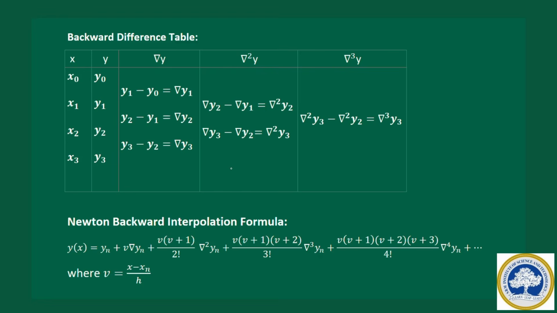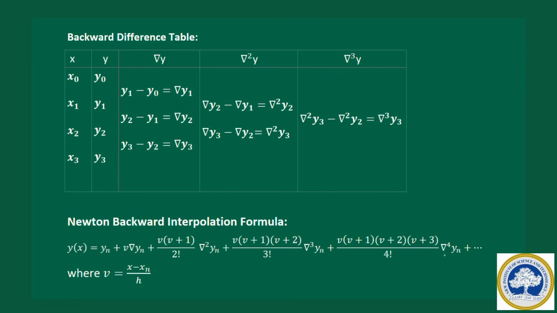Okay, for forward we have to take all the first value of each column, and for backward formula we have to use all the last value of each column. That is, the formula for Newton backward interpolation is denoted as y of x is equal to yn plus v into del yn. Again here v into v plus 1 by 2 factorial into del square yn. It goes on like this.